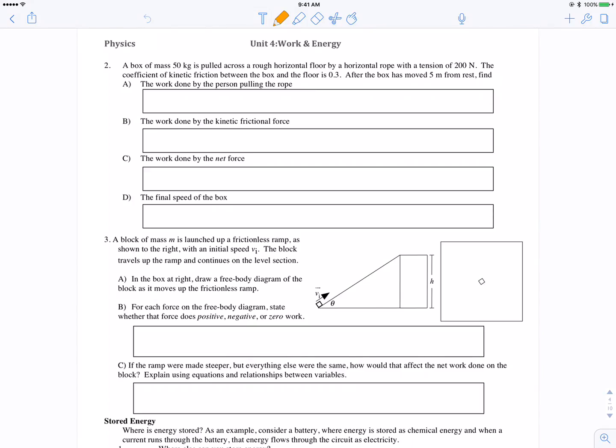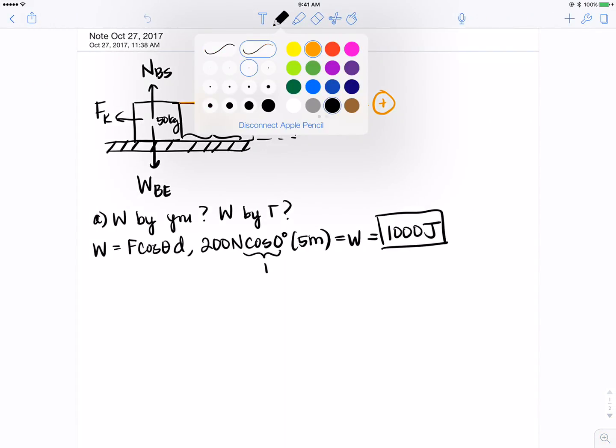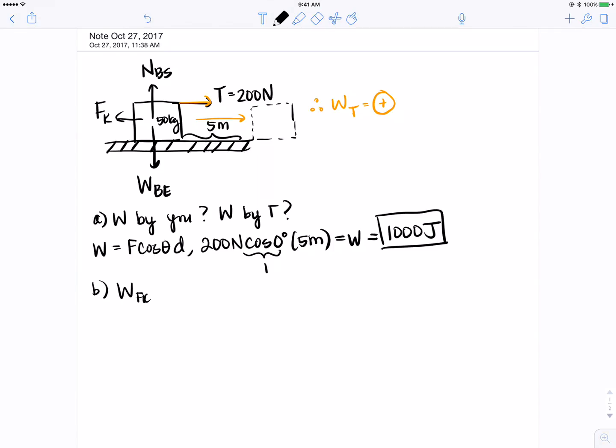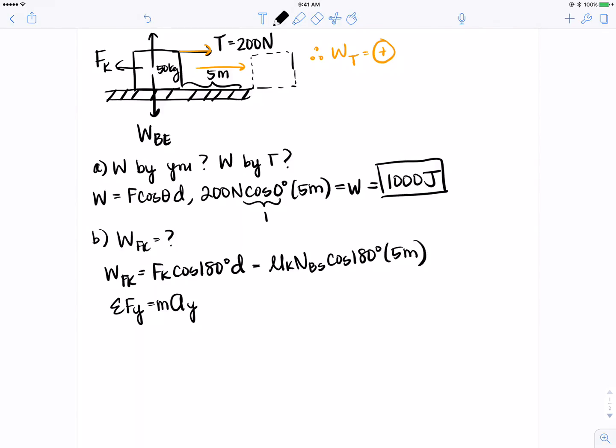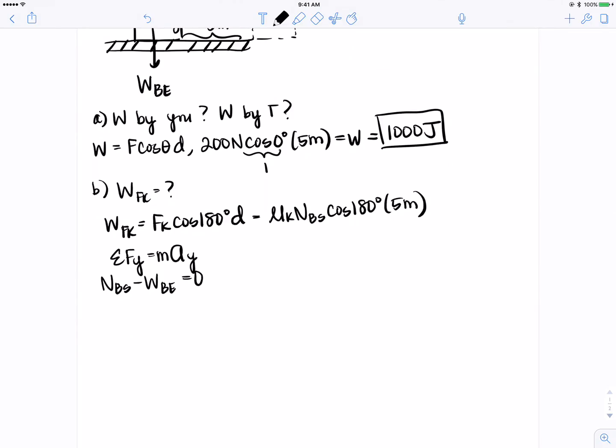The second question says, what's the work done by the kinetic frictional force? So we have work done by kinetic friction is going to be equal to Fk cosine of 180 degrees times d. And recall that Fk is mu k times the normal force. The distance was 5 meters. So we're really solving for the normal force here, so let's look in the y direction again. This time there is no vertical component of an applied force, so all we have in the y direction is the normal force on the box by the surface and the weight force on the box by the earth, and that's going to equal 0 since the box is not accelerating in the y direction.